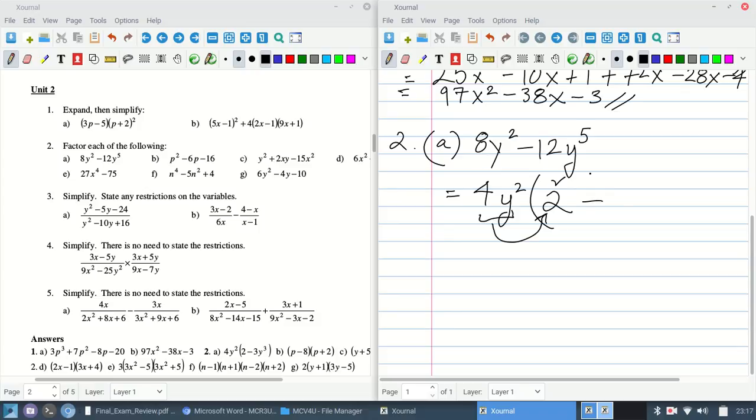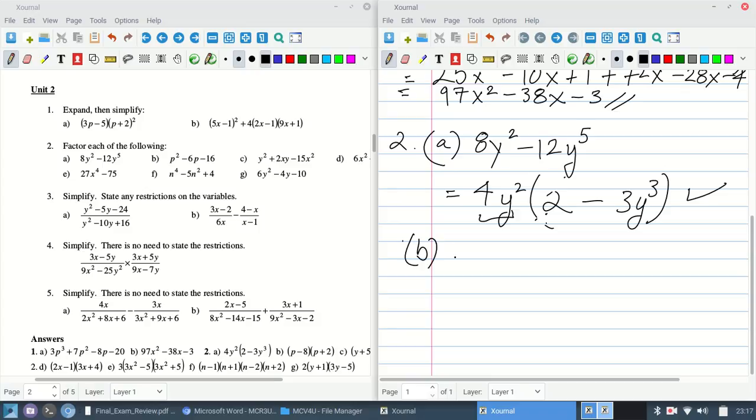Next, minus. And now I have to put a 3, because 4 times 3 is the 12 that I need. I've got 2 factors of y out here, 5 in the original, so this has to have 3 factors of y. So that is my final answer. And I check my work, and it's 4y squared bracket 2 minus 3y cubed. We're good. Next.